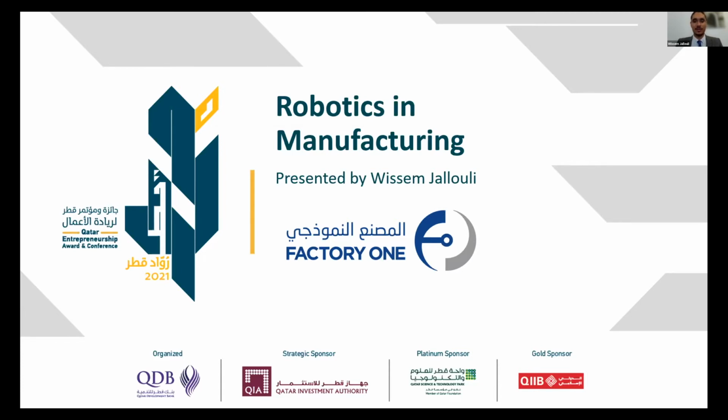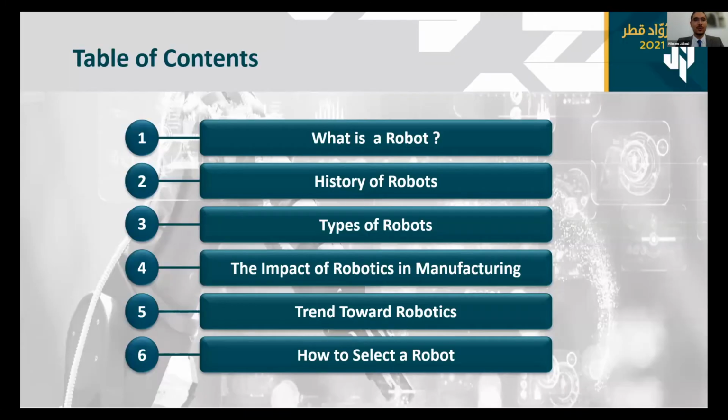So in today's webinar, we will be covering robotics in manufacturing and how it gives significant advantage for all SMEs. For that, we will start first by defining what's a robot. Then we will discuss a little bit the history of robots and the different types. And after that, we will explain the impact of robotics in manufacturing. And then we will illustrate the trend toward robotics. And finally, we'll give you some tips on how you can select the best robot for your application.